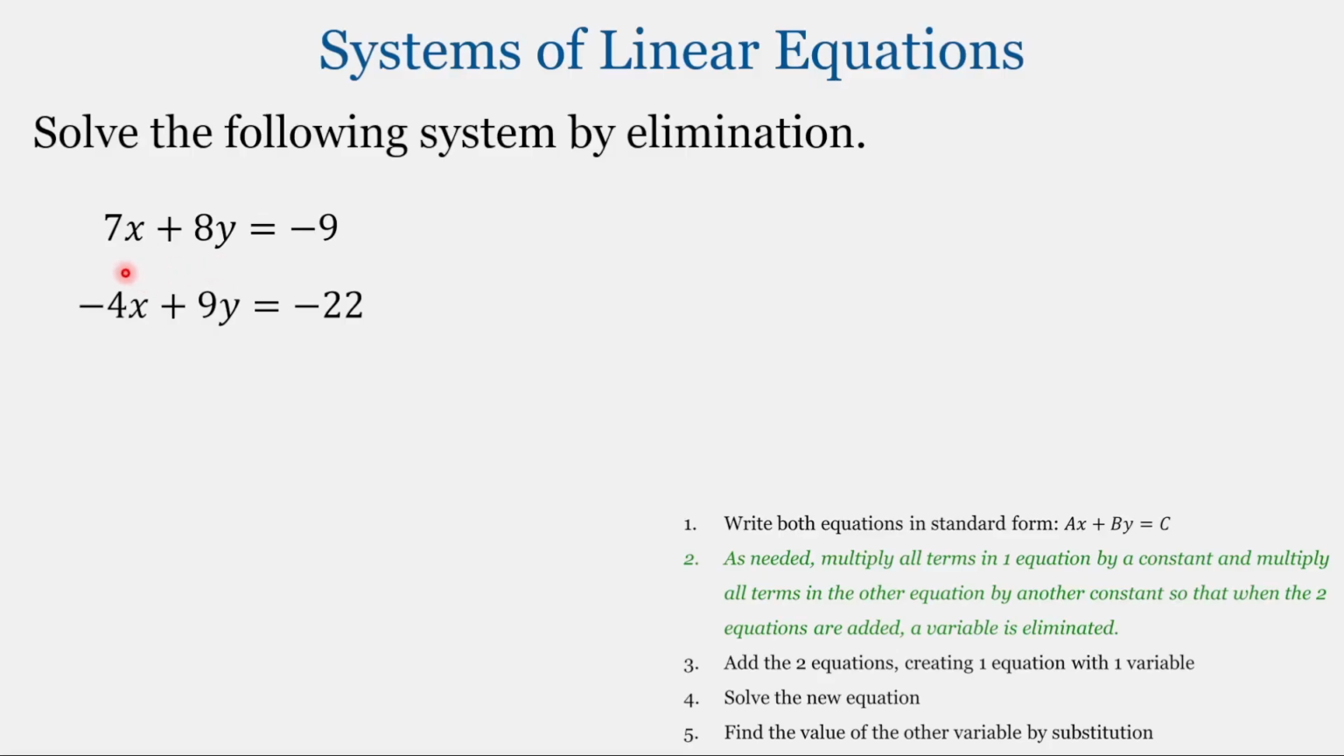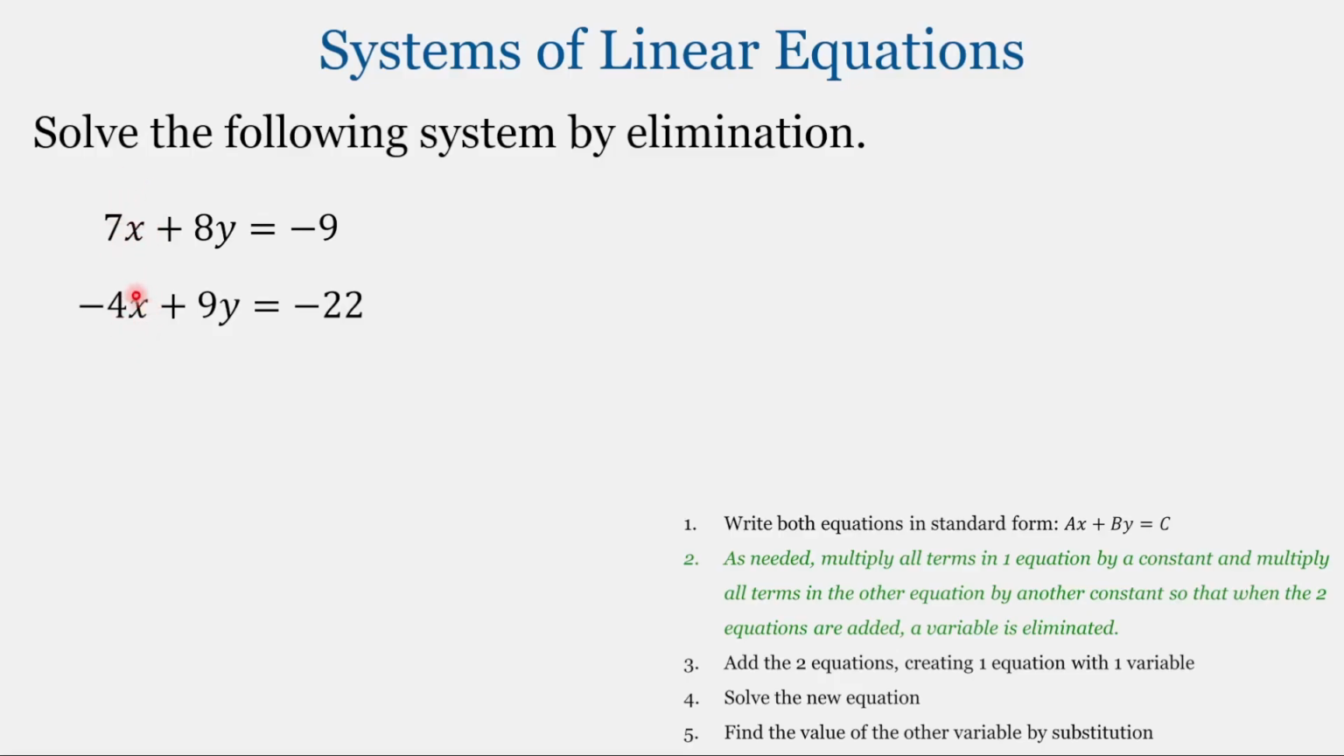So let's try one more. We have the system 7x plus 8y equal to negative 9 and negative 4x plus 9y equal to negative 22. Looking at the coefficients of the x variable, we have 7 and 4. The least common multiple there will be 28. And between 8 and 9, the coefficients of the y variables, the least common multiple there is 72. So I will typically pick the arithmetic that's going to lead to the smaller numbers.